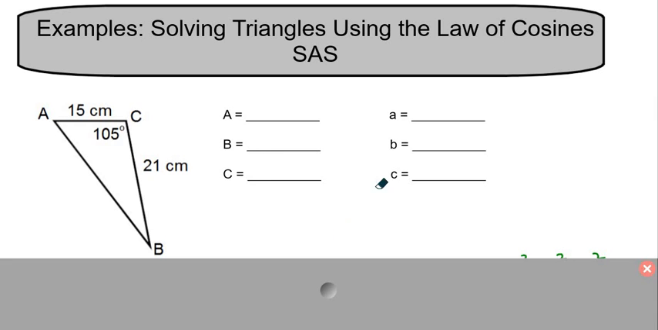This first example using the law of cosines is going to focus on side, angle, side. Now remember, side, angle, side is not the same thing that you learn in geometry where you use it for congruence or similarity proofs. It's just the given information. You're given a side, an angle, and a side where the angle is in between the two sides.